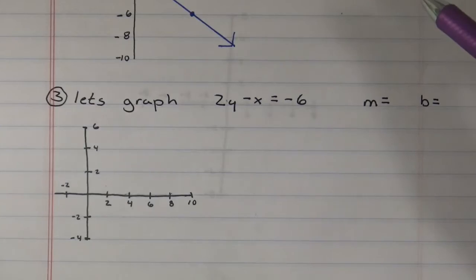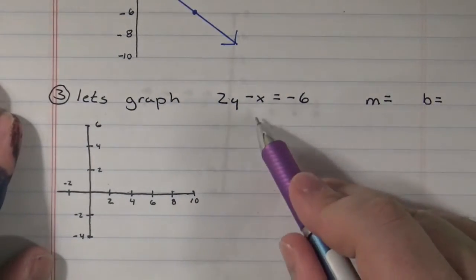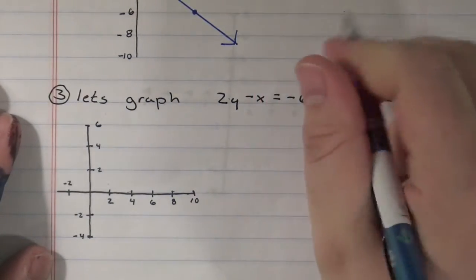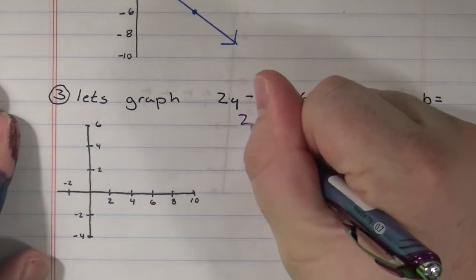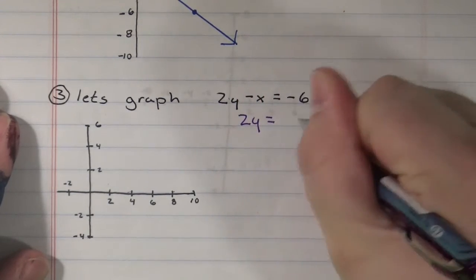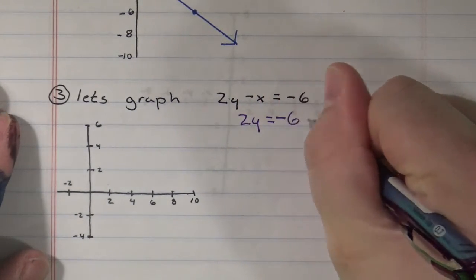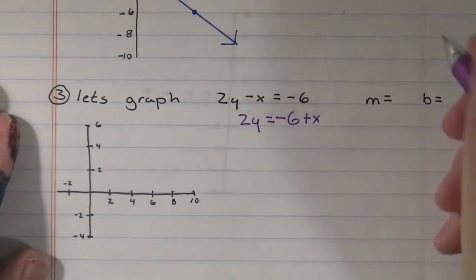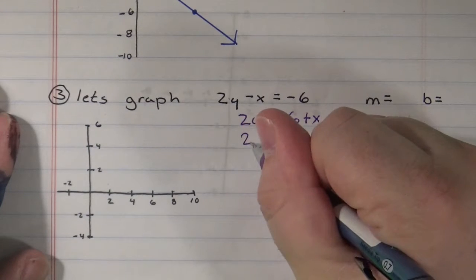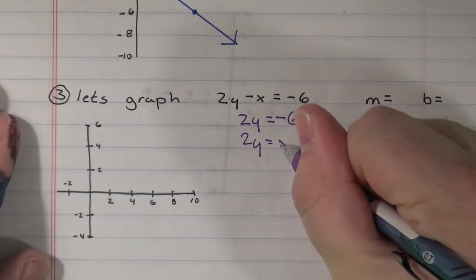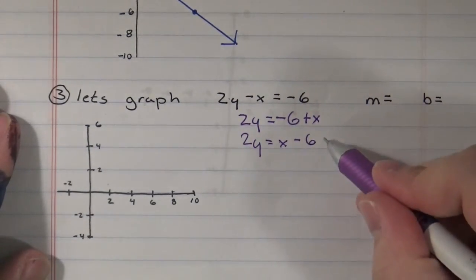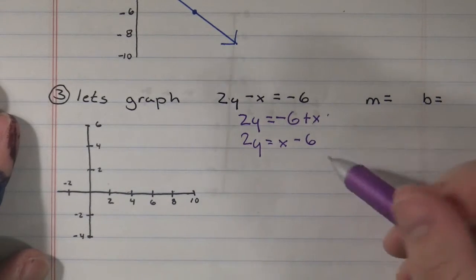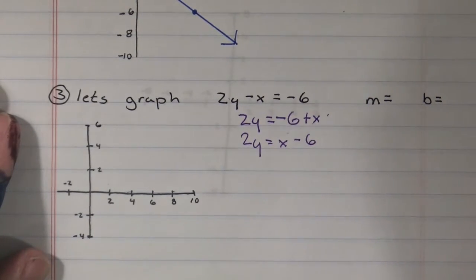All right, so what are we going to do? Well, we need to get x to the other side, so we're going to add x to both sides. In doing so, we get 2y is equal to negative 6 plus x. All right, I'm going to rewrite that because I just don't like that. I'm going to say 2y is equal to x minus 6. Hopefully you understand how I went from here to here. I just don't like having the x at the end.